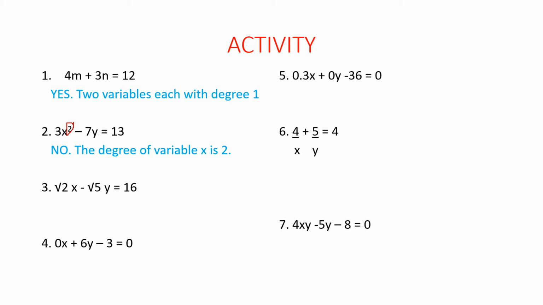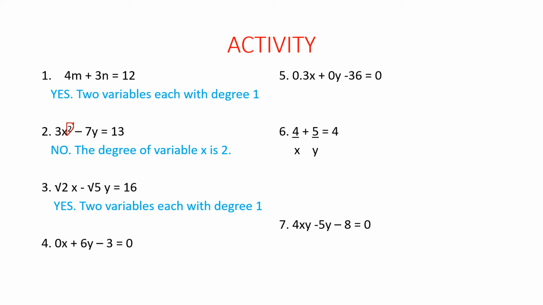Okay, now the third one: root 2x minus root 5y is equal to 16. As per our rule, we have x and y. We also have their degrees as 1. Yes, and also root 2 and root 5 are there. Root 2 and root 5 are irrational numbers, and our conditions say that it is okay to have any number except 0. So yes, this will be a linear equation in 2 variables since the degree is 1.